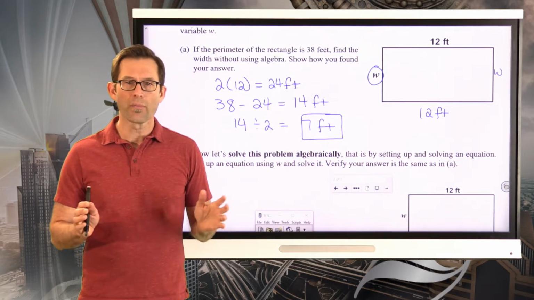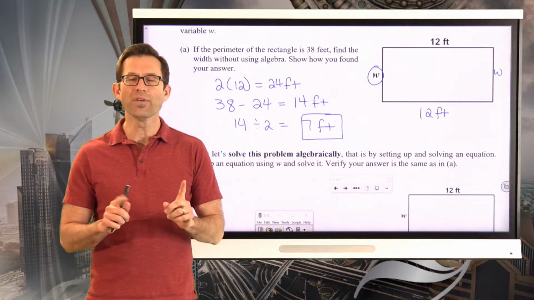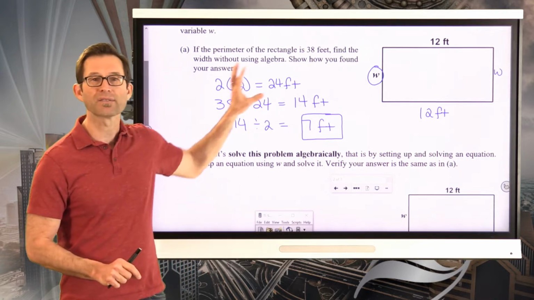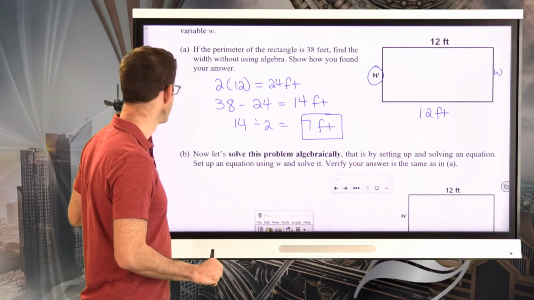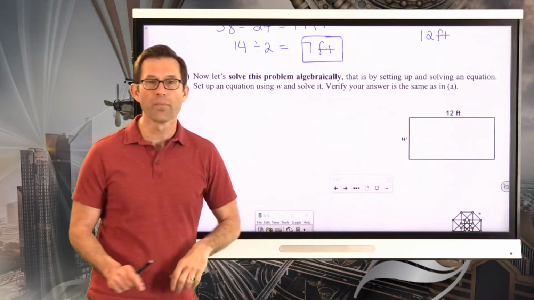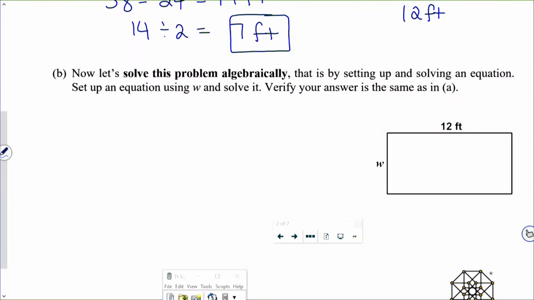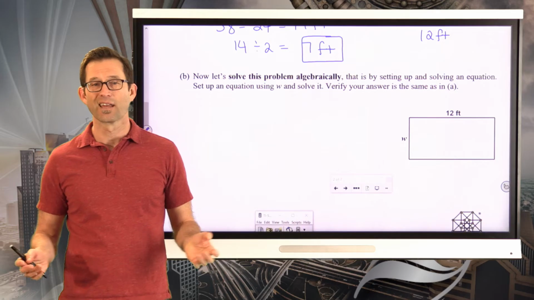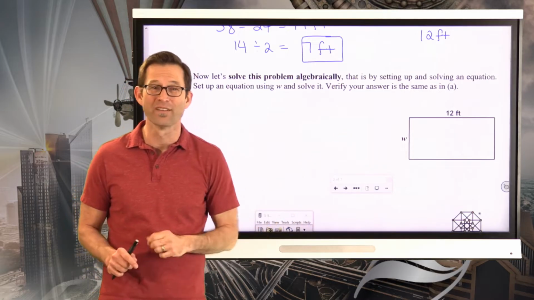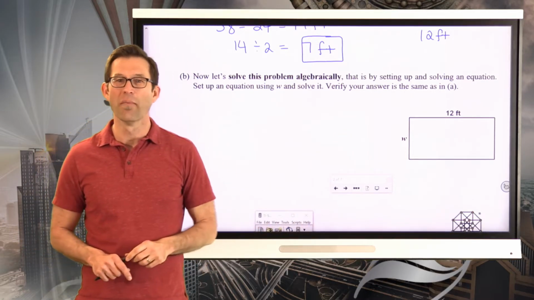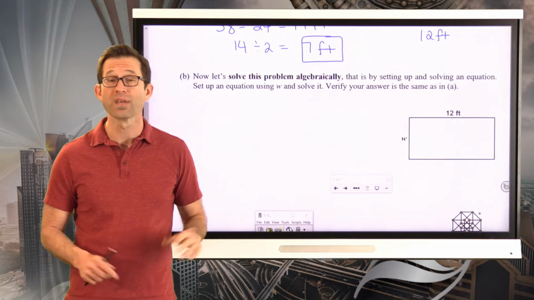But now let's model the problem using algebra and see how the solution really mimics this solution as well. So let's take a look at that in letter B. All right, letter B. Now let's solve this problem algebraically. That is by setting up and solving an equation. Set up an equation using w and solve it. Verify your answer is the same as in A. That's not going to be very hard. Our answer in A is 7 feet, but if we don't get 7 for this, we would want to go back and rethink one of the two problems. Anyway, so here we go.